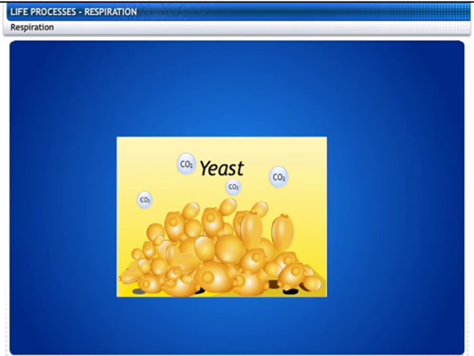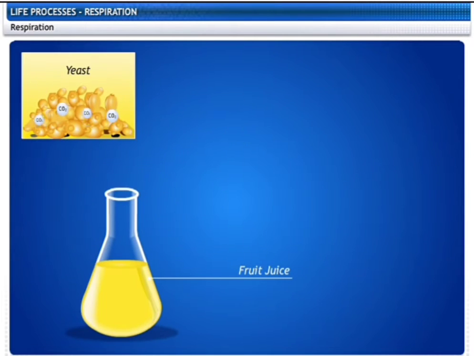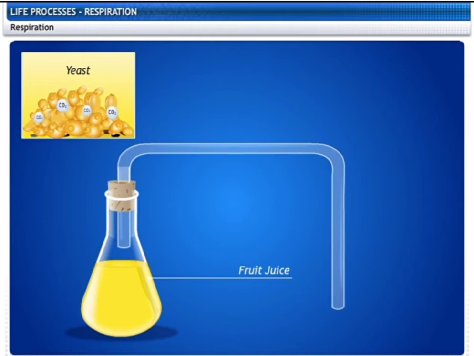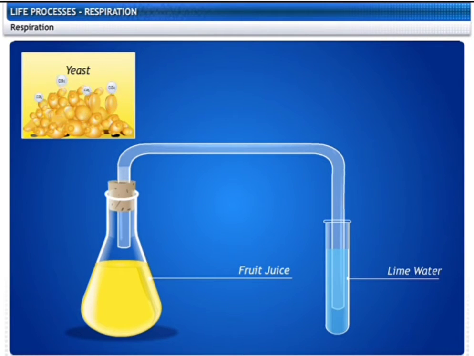Even microorganisms release carbon dioxide. Let's try out an activity to demonstrate this. Take some fruit juice in a flask and add some yeast to it. Fit the flask with a 1-holed cork. Fit the cork with a bent glass tube. Dip the free end of the glass tube into a test tube containing lime water.